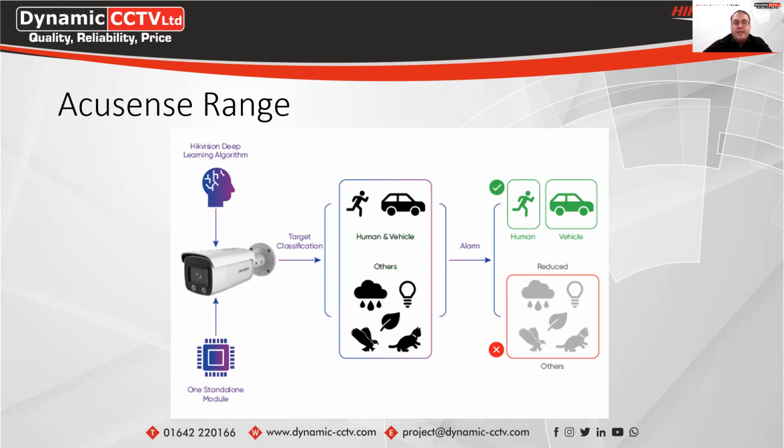Building on from the AccuSense range, there's also your Deep in Mind NVRs, which work at a 90% accuracy rating with the false alarm filtering. So it's the same kind of idea and concept. However, your Deep in Mind NVRs do it at a greater accuracy than the AccuSense cameras within that as well.